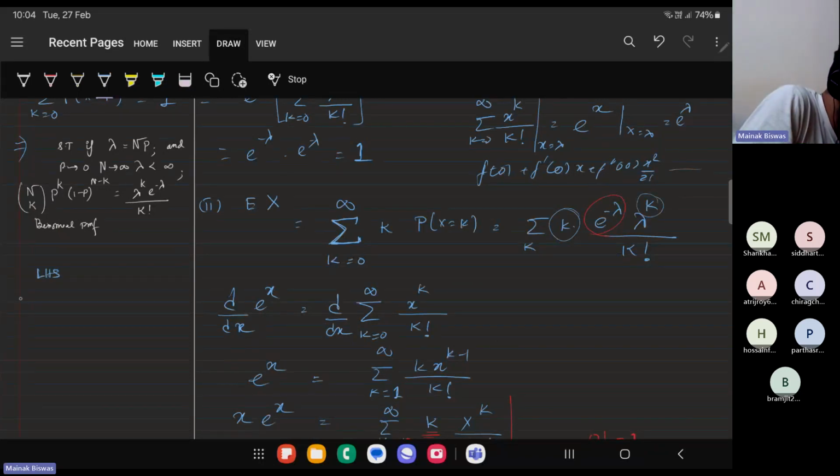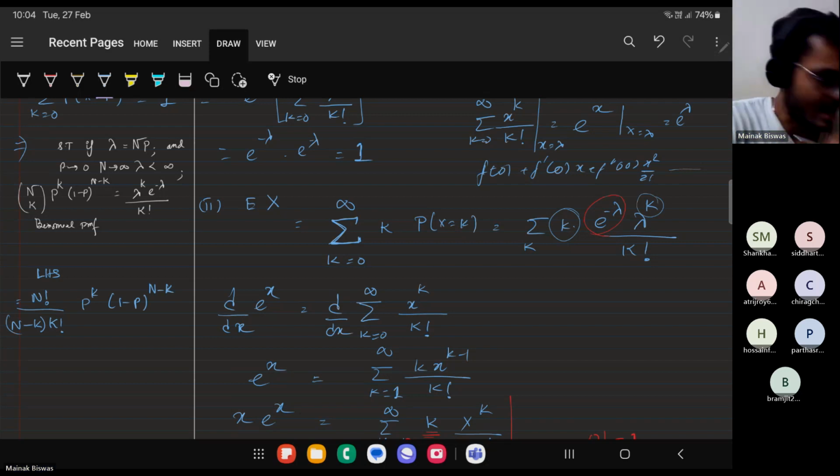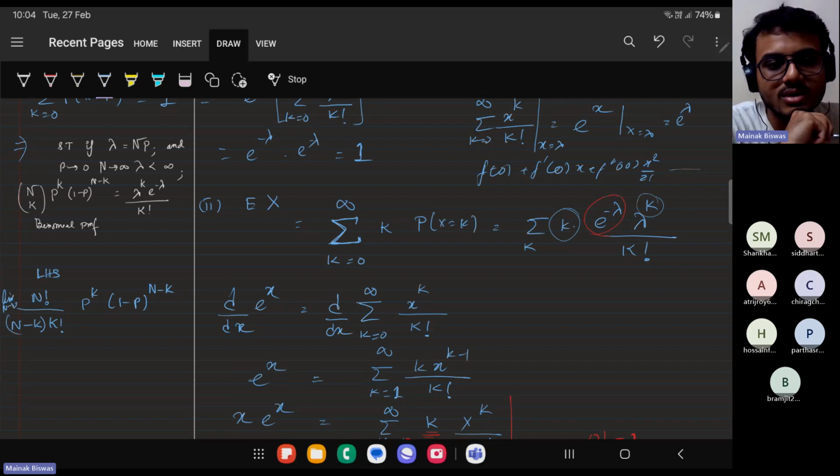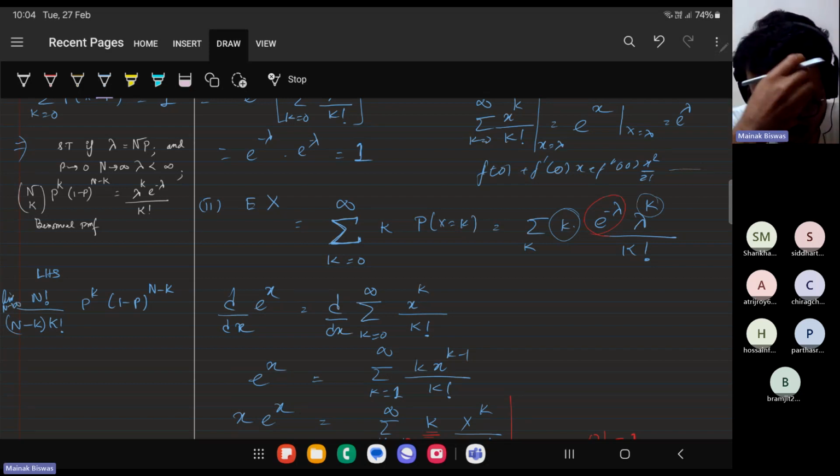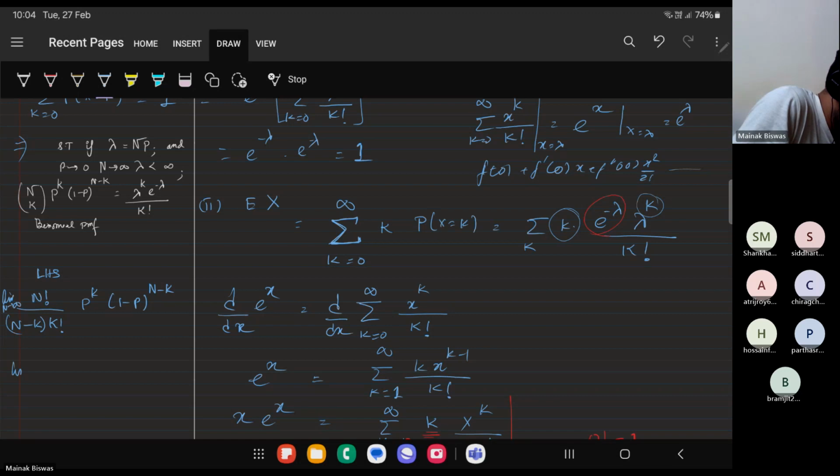So LHS, what can I write? n factorial by n minus k factorial into k factorial, into p to the power k into 1 minus p to the power n minus k. Yes or no? And I will take the limit n tends to infinity, right? Now it's a limit problem. Any idea how I will solve it? I'll take n out from the lower term, I guess. n tends to infinity, how can you take that out?